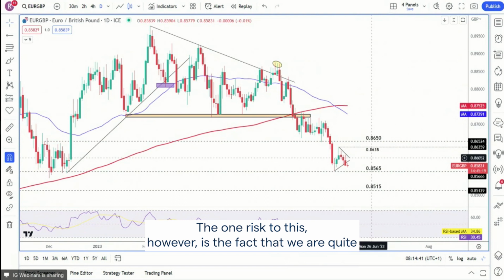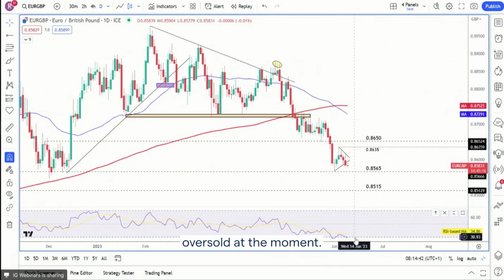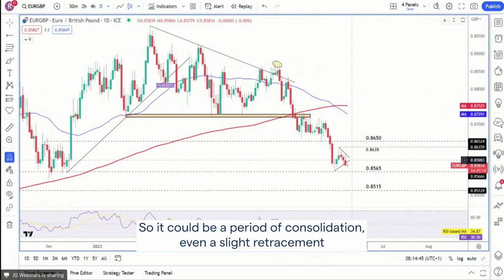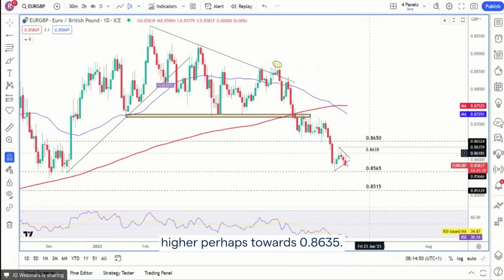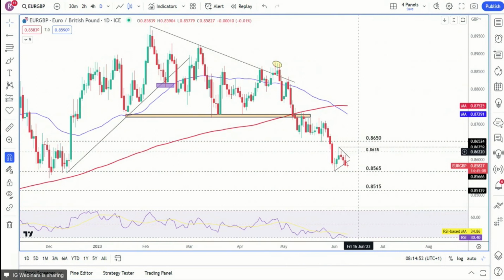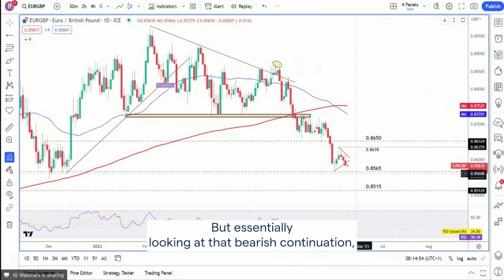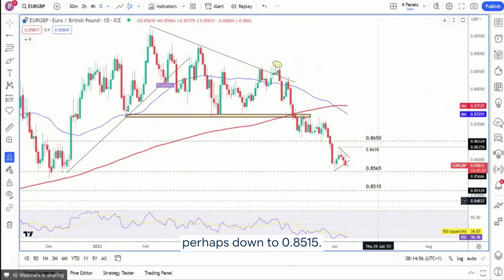The one risk to this, however, is the fact that we are quite oversold at the moment. So there could be a period of consolidation, even a slight retracement higher, perhaps towards 0.8635, but essentially looking at that bearish continuation, perhaps down to 0.8515.